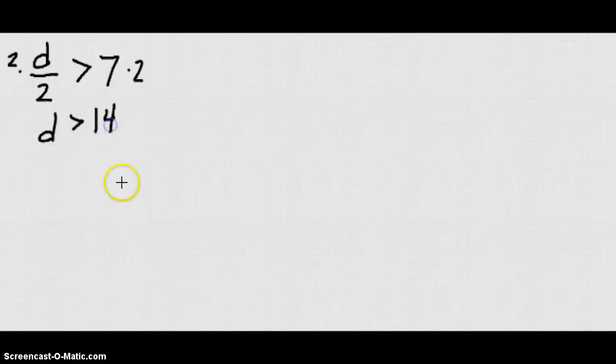Let's say we have d over 2 is greater than 7. We can multiply both sides by 2. And we're going to end up with d is greater than 14 for my final answer.